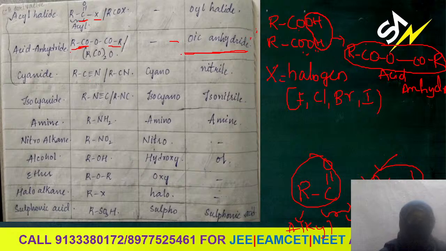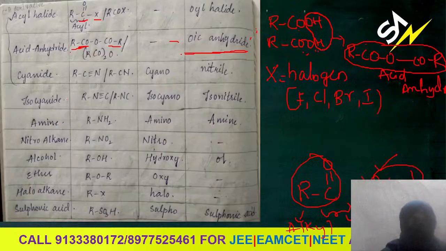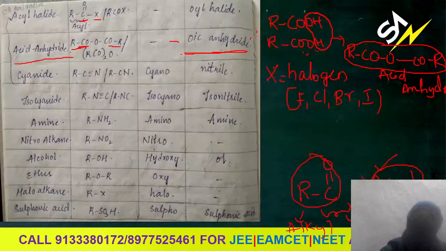Next, moving on to the compounds. So far, from aldehyde to acid anhydride, all of them have a carbonyl group, C double bond O. From aldehyde, ketone, carboxylic acid, ester, amide, acyl halide, and acid anhydride, all of them have a carbonyl group. Now moving on to the compounds which have no carbonyl group.